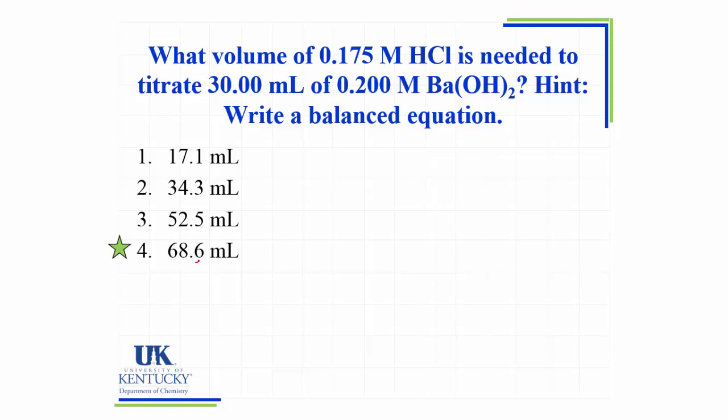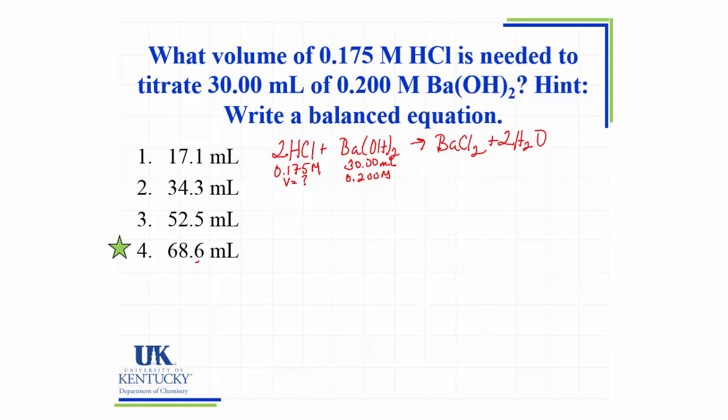I'm going to first write my balanced chemical equation, which will be HCl plus Ba(OH)2 going to BaCl2 plus H2O. And what I find is that I'll need 2 HCl and 2 waters to get a balanced chemical equation. Now I can put the information I know about HCl and my Ba(OH)2, so I have 30 milliliters of the Ba(OH)2, that's 0.200 molar, and I'm trying to find the volume of the HCl.